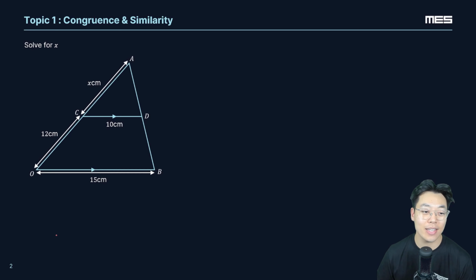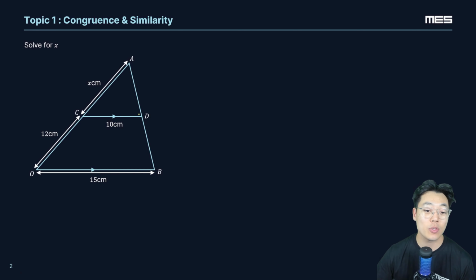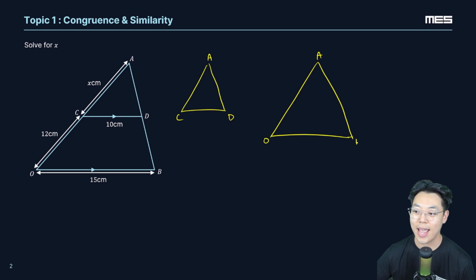The first thing that I do whenever I see similar triangles or we're trying to find a missing side, I always redraw the 2 triangles that I see from this shape. I'll redraw the first one and I'll make sure to label them as A, C, D. And I'll redraw the bigger one as well, and I'll redraw that one as A, O, B. Now this is X, this is 10, this is 15. Now all of this is in centimeters.